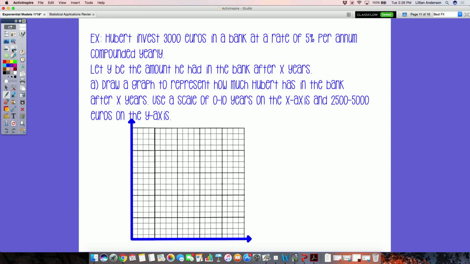Who remembers the compound interest formula? Present value times 1 plus R over K times 100, to the exponent K times N. What was on the other side? Future value. So future value represents how much money you had in the bank after a certain number of years. What are we going to use to represent future value based off of this problem?